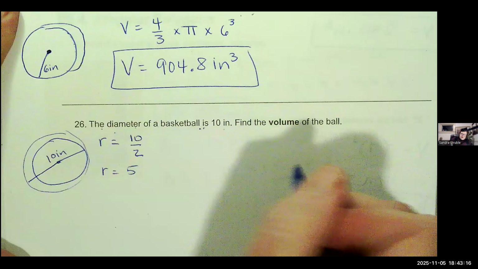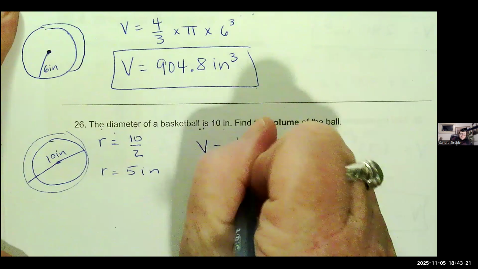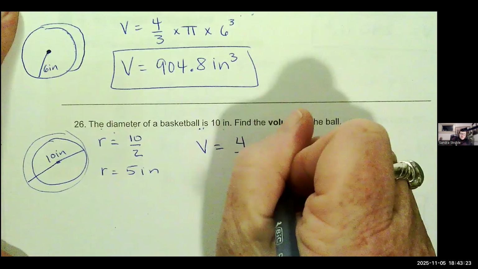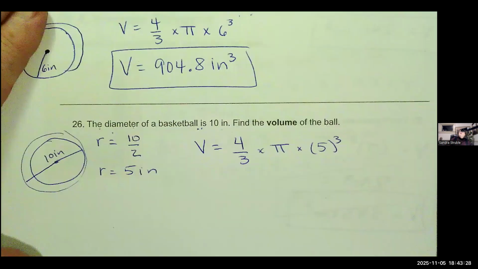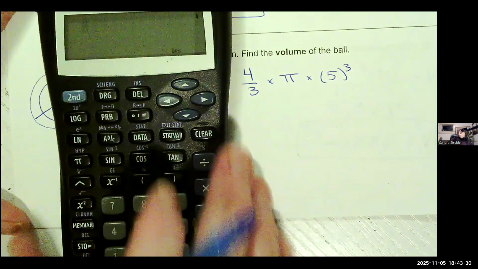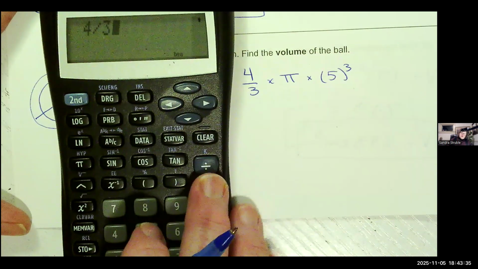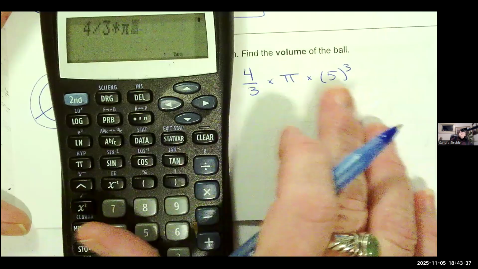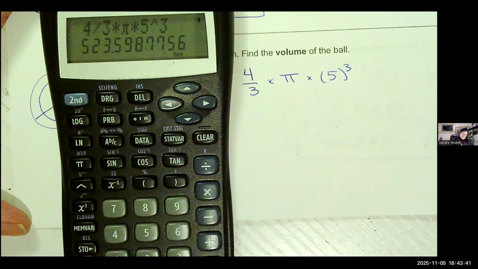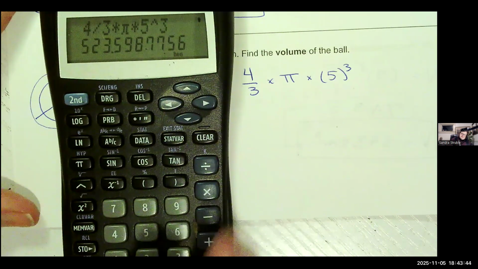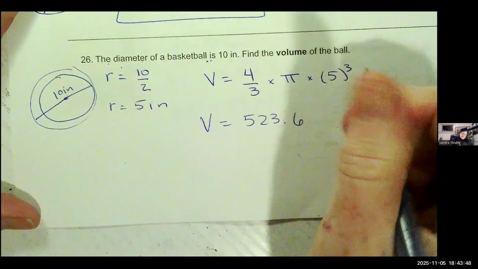So now we can find the volume. It is 4/3 times pi times the radius cubed. So in your calculator, you're going to go 4 divided by 3 times pi times 5 caret 3 equals 523.6. And this is inches. Make sure and cube that.